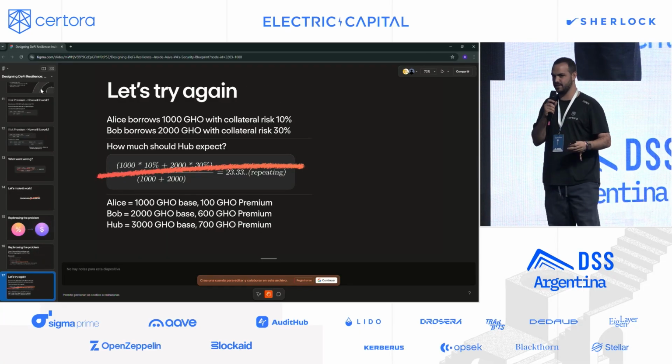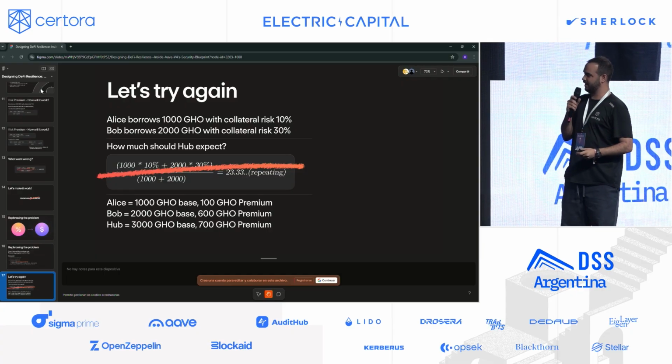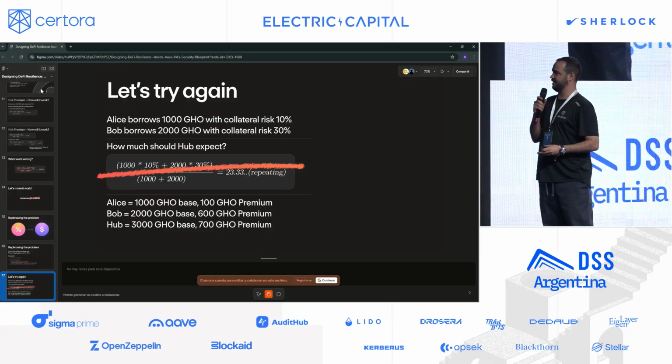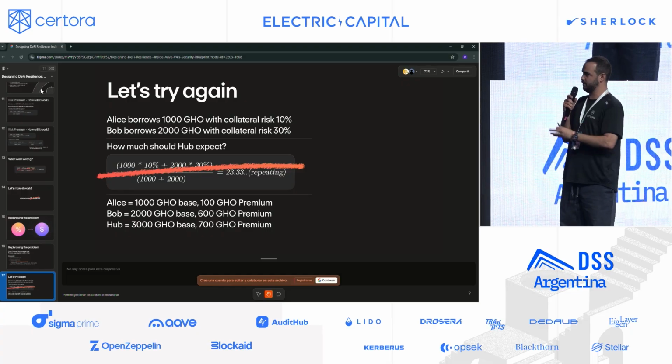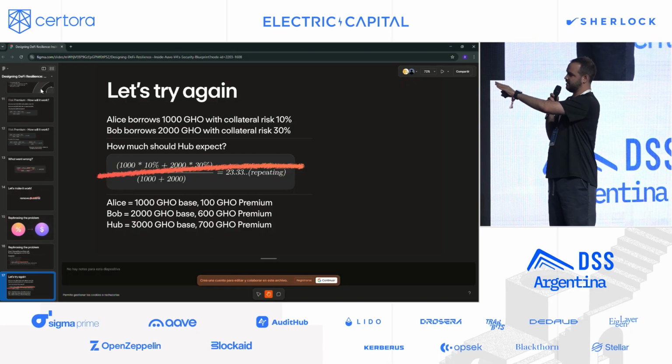And let's see what happens with the two users from before. So we have, again, Alice and Bob. 1,000 Go for Alice with 10%, and 2,000 Go for Bob with 30%. Instead of doing the weighted average with the division and everything, we just sum everything up.